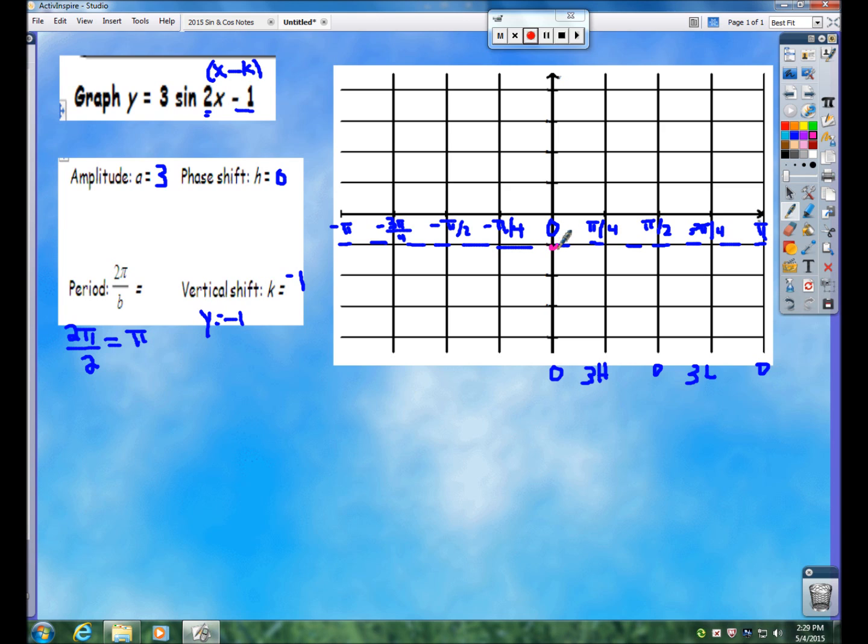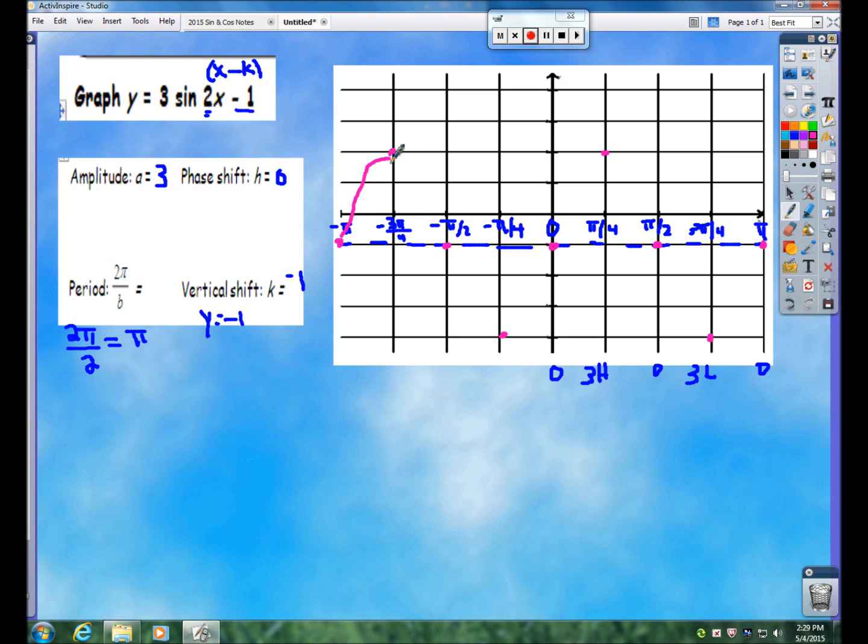Okay, so 0. At pi over 4, we're up 3. 1, 2, 3. At pi over 2, we're back at 0 on our baseline. At 3 pi over 4, we're down 3. 1, 2, 3. And at pi, we're back at negative 1, or 0. All right, let's continue the pattern. So we're going to go 3 low, 0, 3 high, and back to 0.